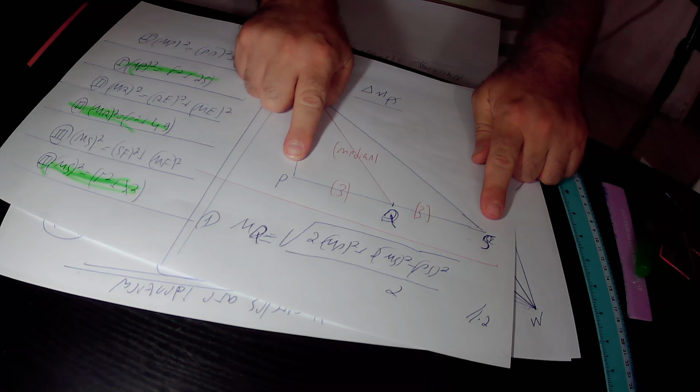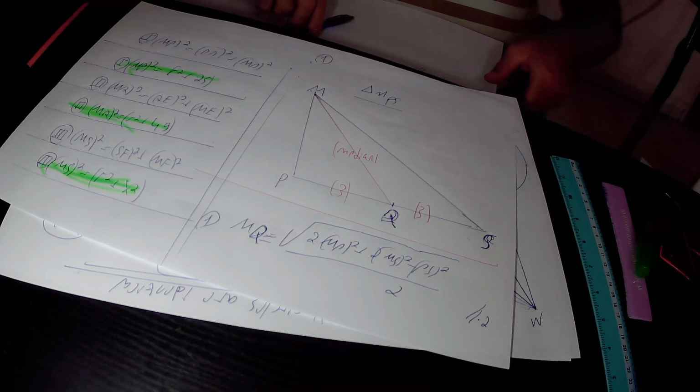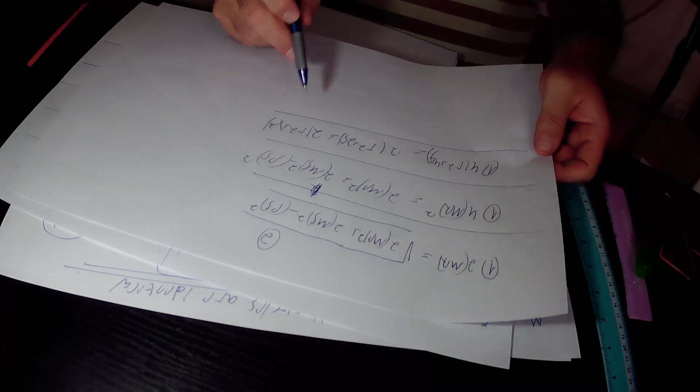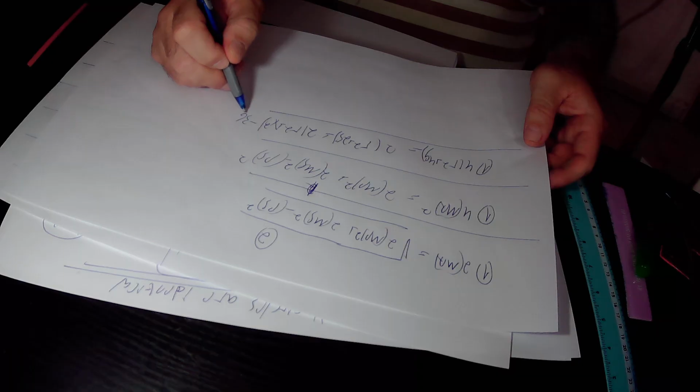ps in total is 3 plus 3, that is 6. Therefore, ps squared is 6 squared, that is 36. So in total, ps squared is 36, so minus ps squared is minus 36.